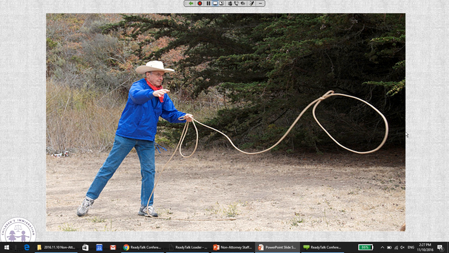For those of you who don't know me, this is a personal picture of myself throwing a lasso. For those of you who do know me, you know that's also a lie.